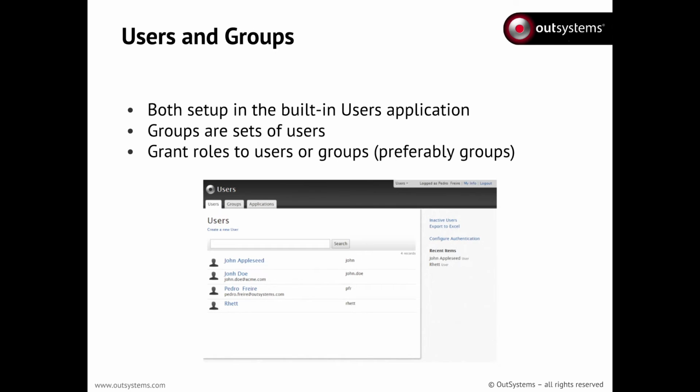Same thing, if John moves from human resources to engineering, you remove him from the human resources group and you assign him to the engineering group. And you again don't worry about roles, because roles are assigned to groups. That is the only reason why groups exist, to make it easier for you to set permissions, which in the OutSystems platform are identified as roles.